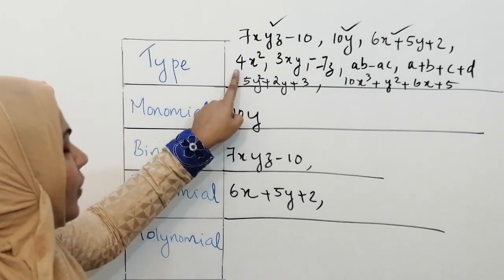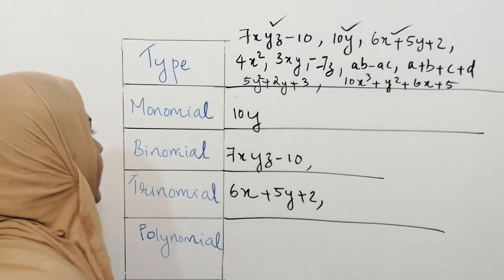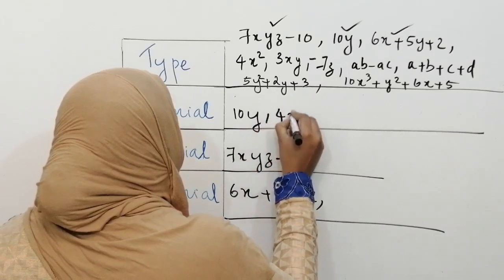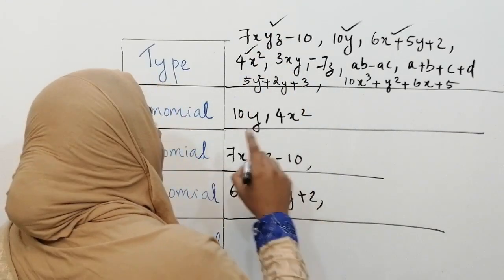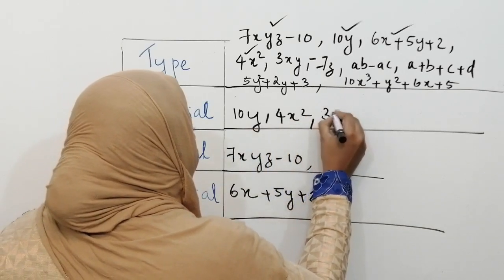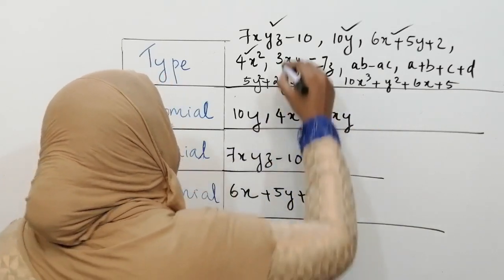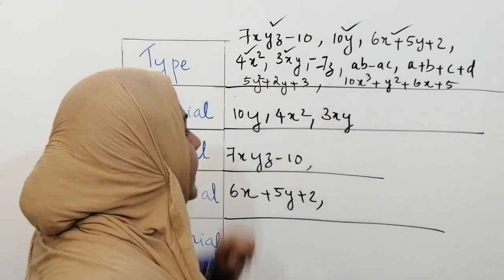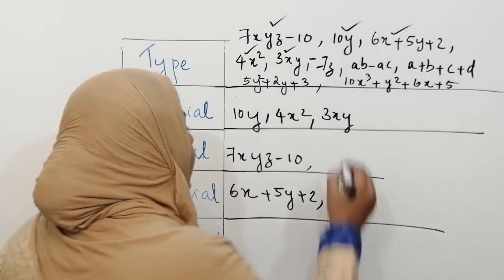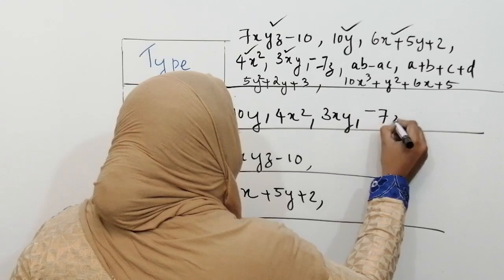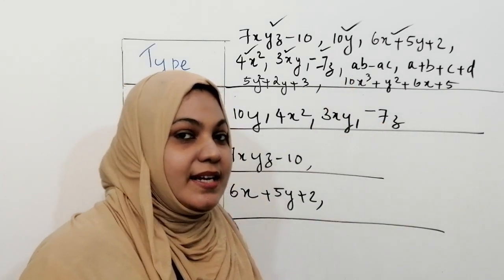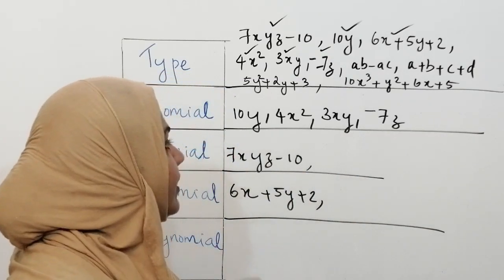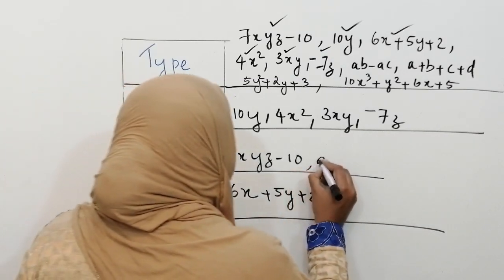So next expression is 4x squared. Here you can see only one term. So that is monomial. Next one 3xy. That also has only one term. That is monomial. So that we finish. Next one is minus 7z. So it has only one term. So that is monomial. AB minus AC, which is an algebraic expression, is separated by minus sign. So it comes under binomial.